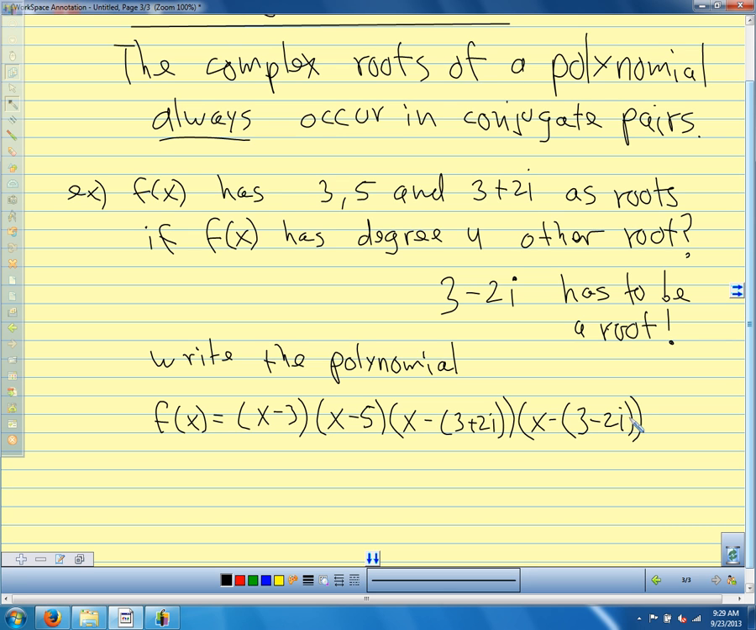All right, questions on that idea? So this gives us a lot more tools to work with when I'm working with polynomials. So let me look at another example that involves this idea.